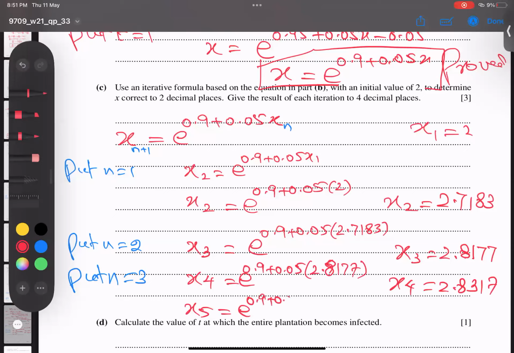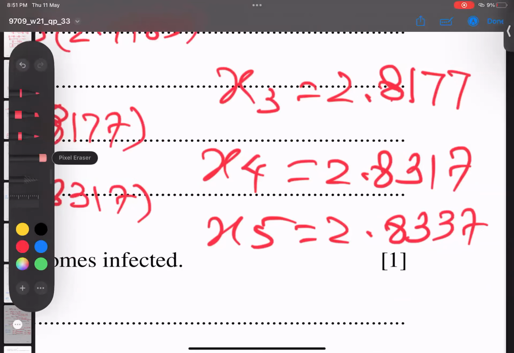Okay, and he said show working. Sorry, there's a change. This value is coming here, so 2.8317. And what x5 I'm getting? X5 I'm getting 2.8337. You see now, students, they start matching, and gradually it is approaching.